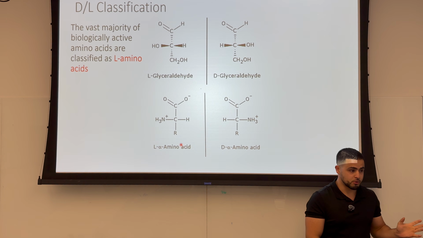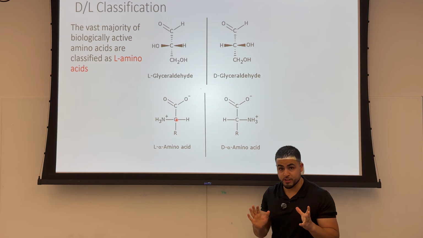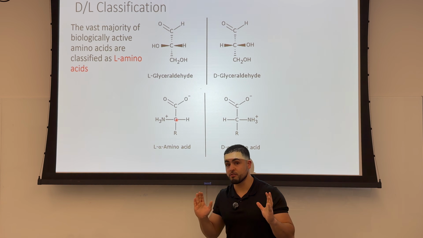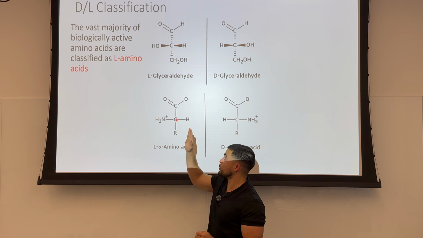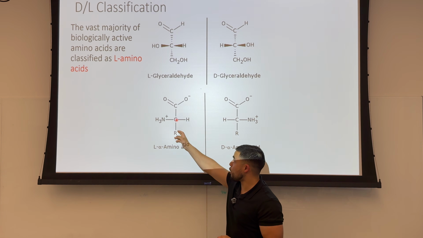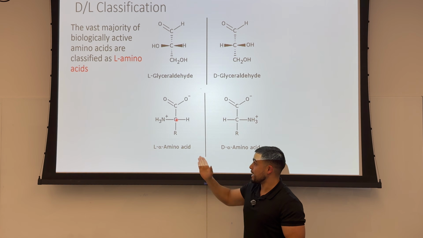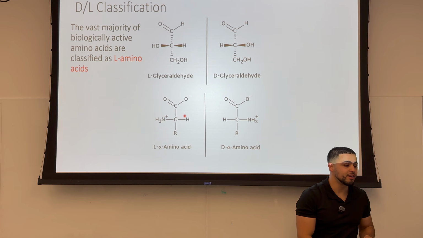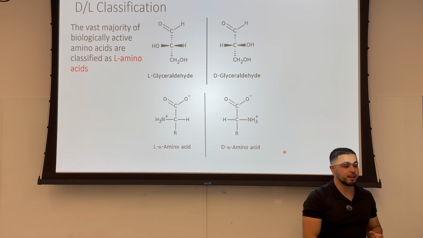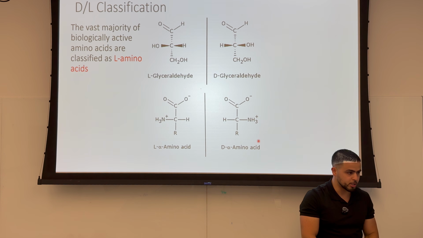Essentially the same thing applies with amino acids, importantly with the Fisher projection. This only works with the Fisher projection. You want to have the carboxylic acid group pointing upwards and the R group pointing downwards. Then if your amino group is to the left, you have the L amino acid, and if it's to the right, you have the D amino acid.